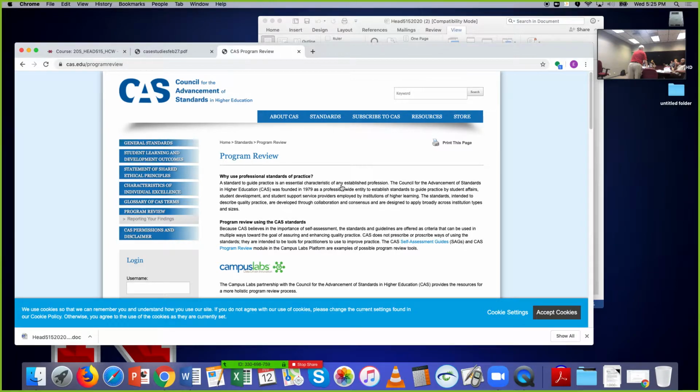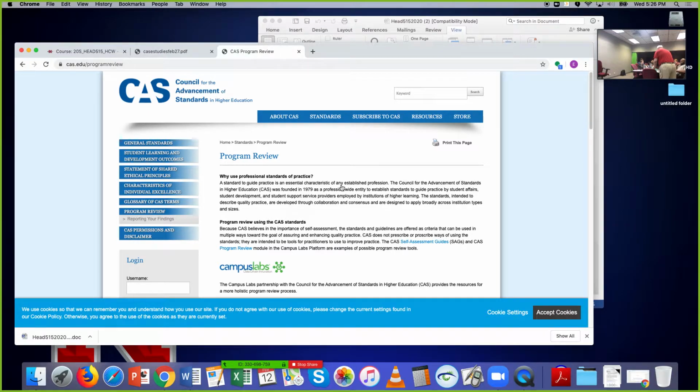And you can see they take the 14 different service areas that they address, ranging from mission, to program, to leadership, to human resources, to ethics, to legal responsibilities, to diversity, equity and access, to assessment and evaluation. Every national accreditation team has recognized the CAS standards as one way to go.